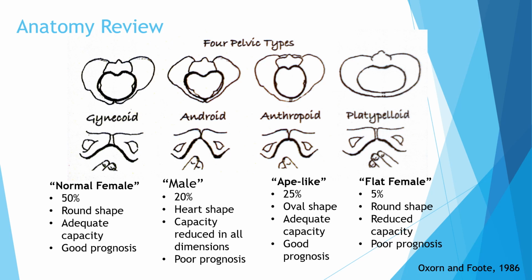A platypelloid is a flatter female pelvis. You have kind of a narrowed space between the symphysis pubis and that posterior, the coccyx. There's just not much room, but there's lots side to side. So 5% of women have this, so it's not as common to see. It's a round shape, reduced capacity. It's a poor prognosis. It's harder for the baby to rotate, especially in today's hospital delivery setting where women are in a lithotomy, laying on their back. You're already narrowed with this pelvic position, and then laying on your back narrows it more with gravity.